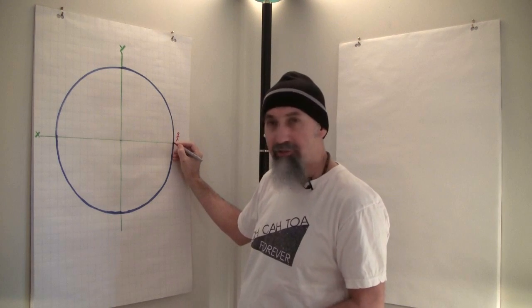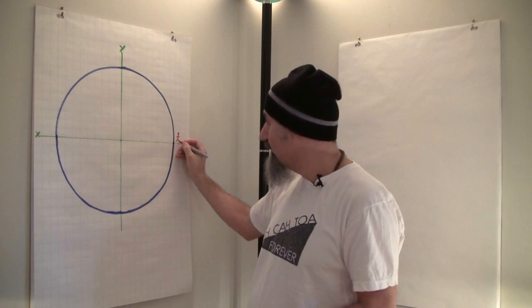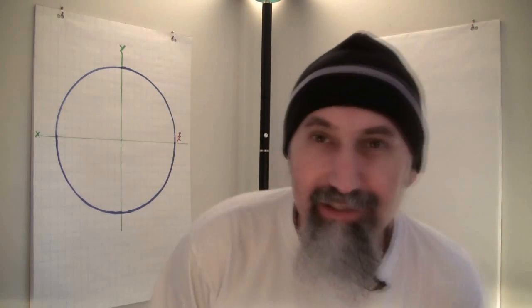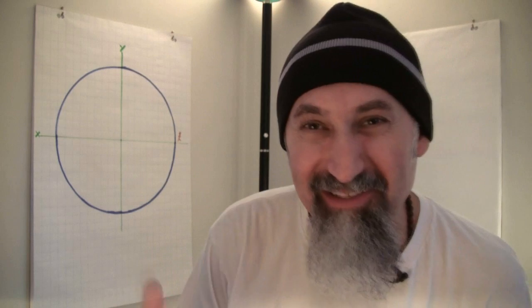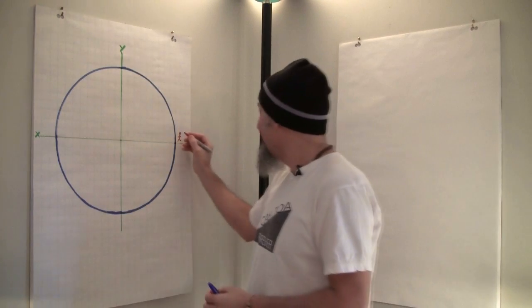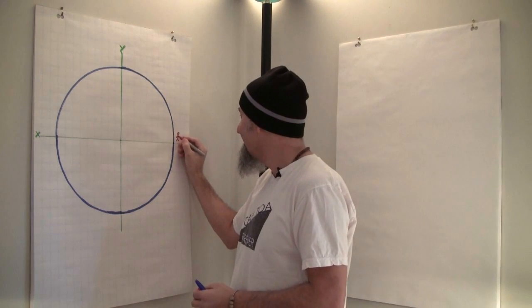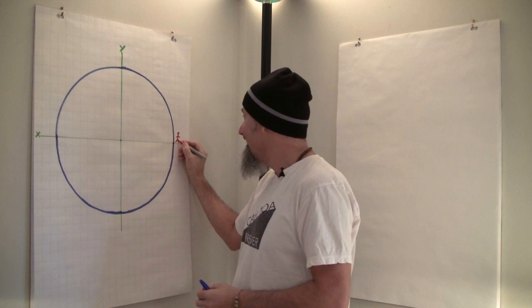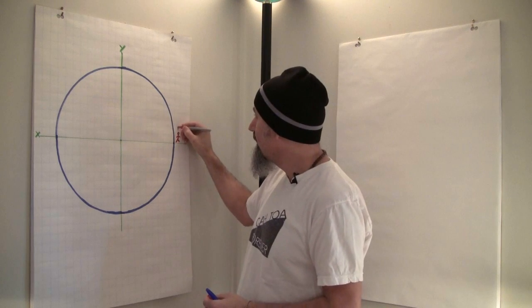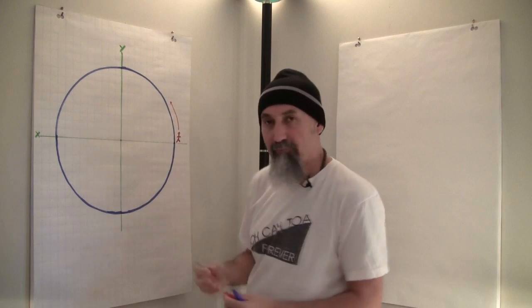We're at the edge, right at the corner here of the circle. And hopefully that little guy comes out. It's supposed to be a little man standing here. So let's assume this is us, and we want to move around the circle.